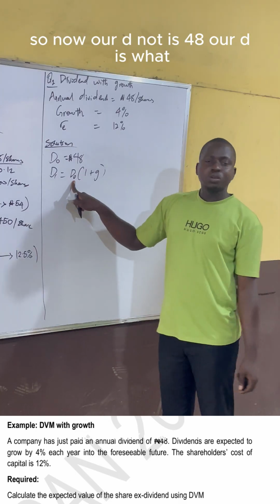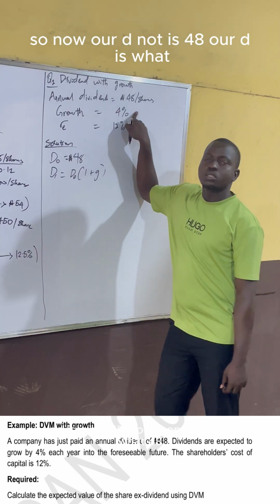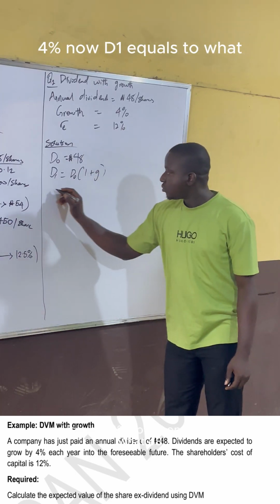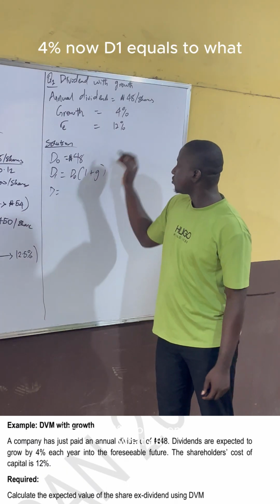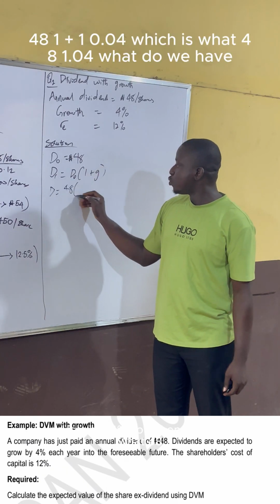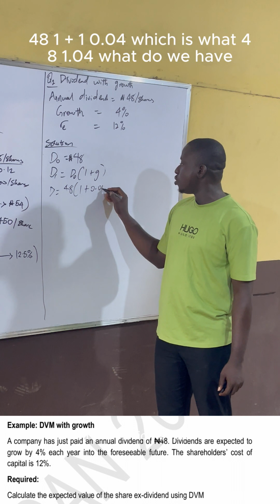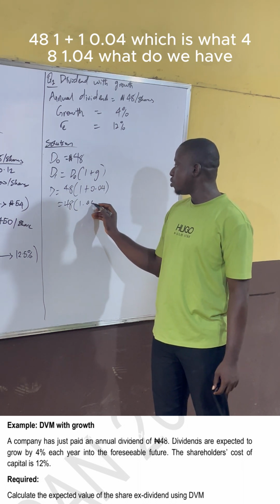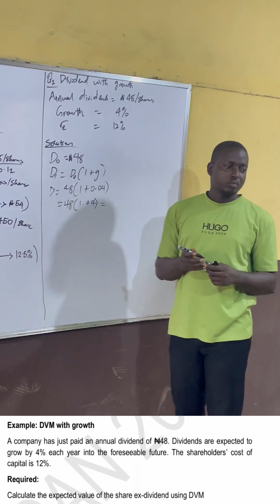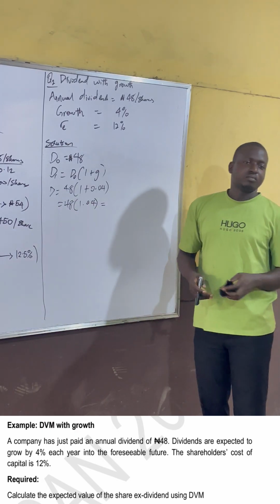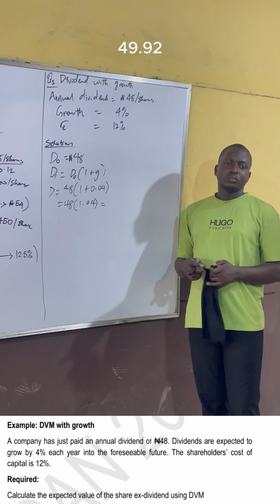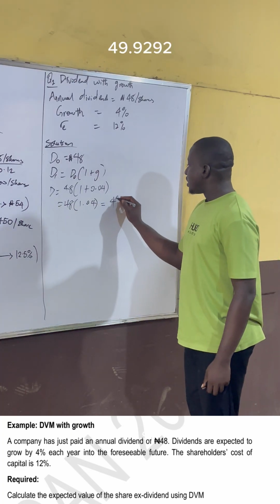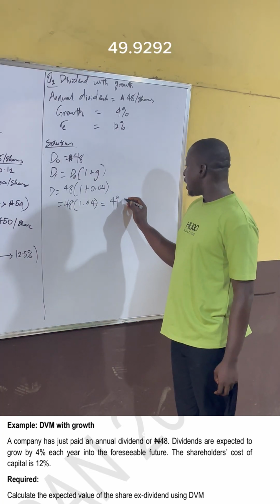So now, our D naught is 48. Our G is 4%. Now, D1 equals 48 open bracket 1 plus 0.04, which is 48 open bracket 1.04. What do we have? 49.92.